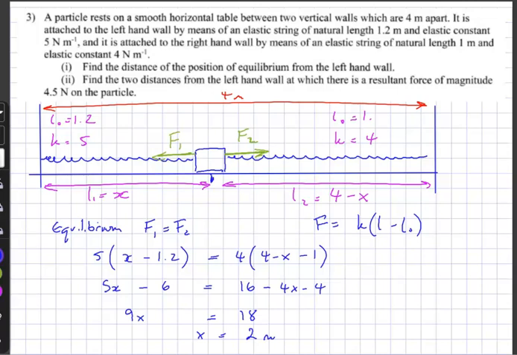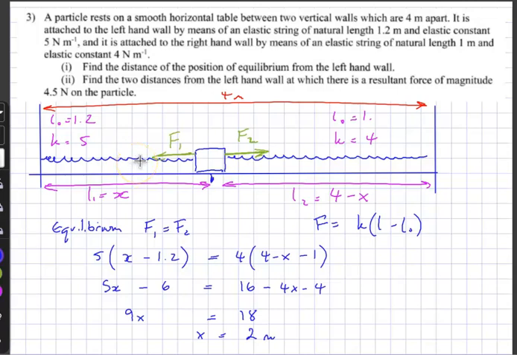Moving on to the second part, find the two distances from the left-hand wall at which there is a resultant force of magnitude 4.5 newtons on the particle. Okay, so just to quickly explain what they're talking about here. At the moment we've worked out that equilibrium occurs when the object is directly in the middle. Imagine if I were to then pull the object to one side or the other.